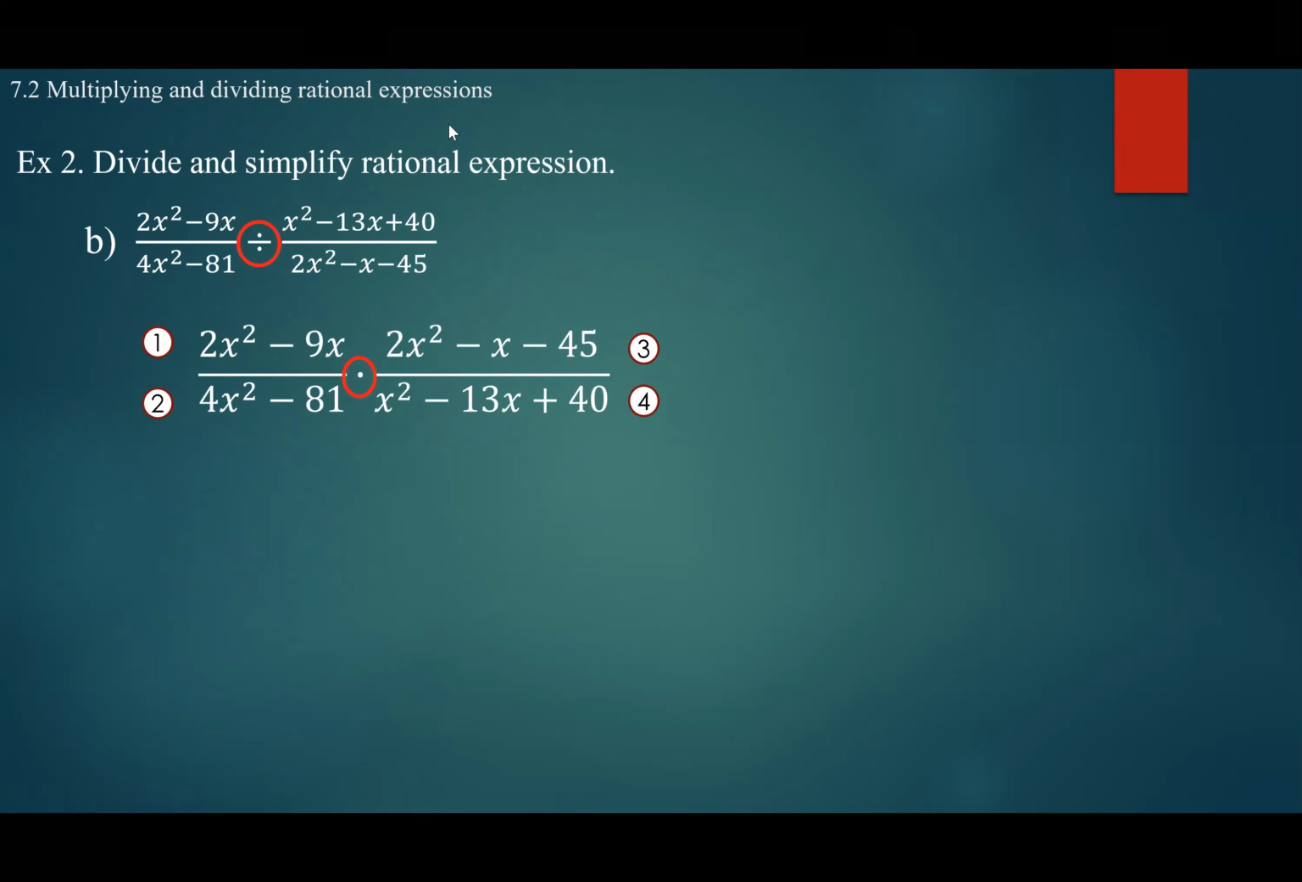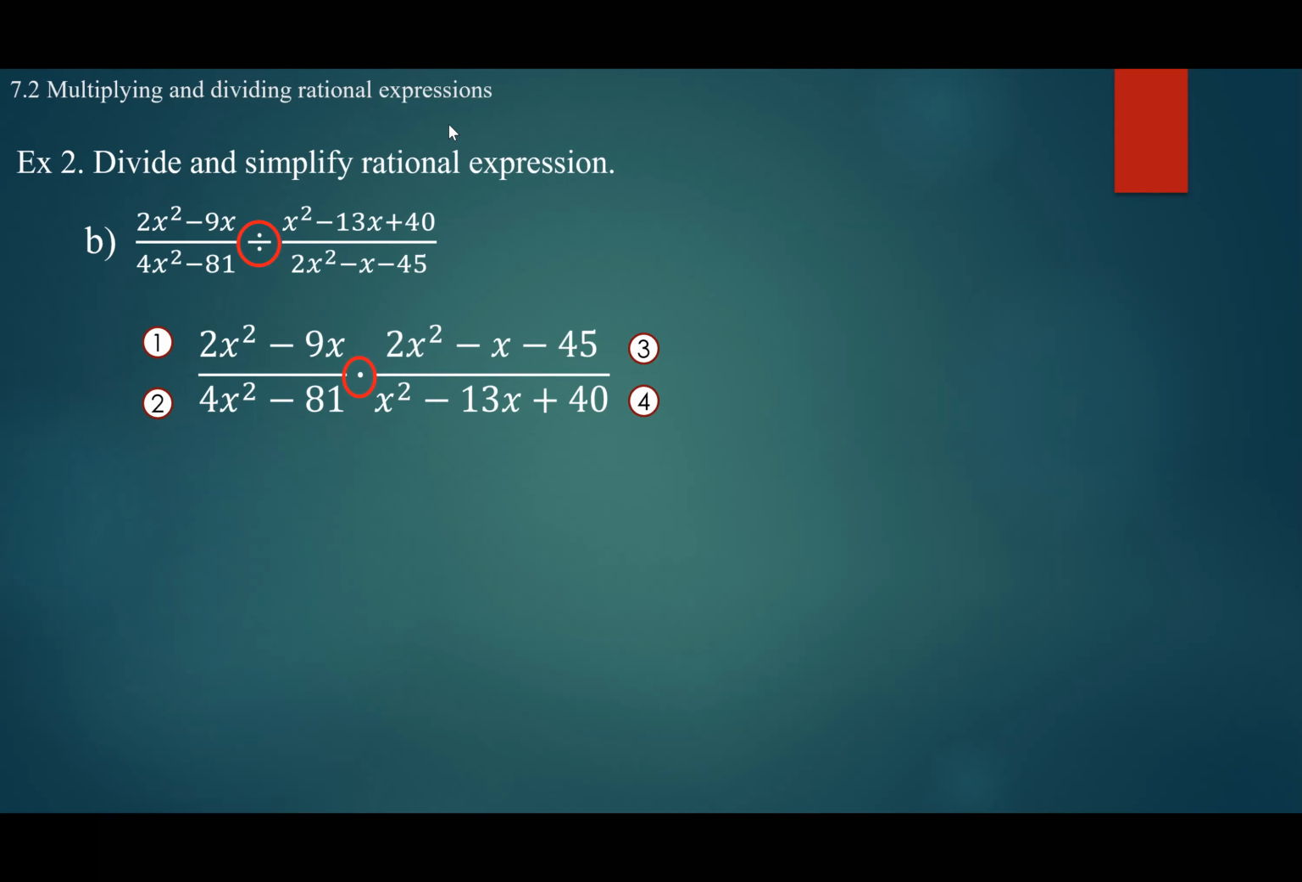As you can see, 2x squared minus x minus 45 is on the denominator. I flip them and it becomes a numerator. Vice versa, this one is on the numerator and now becomes a denominator. So again, that's what we need to do in order to simplify rational expressions: convert to multiplication and take the reciprocal.